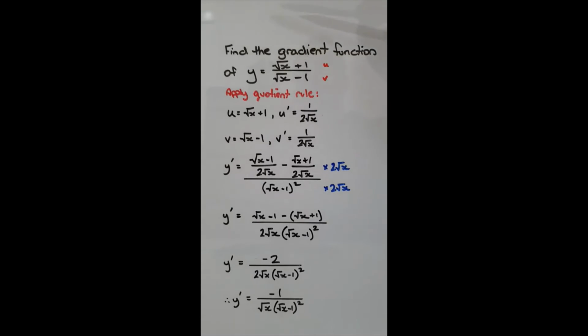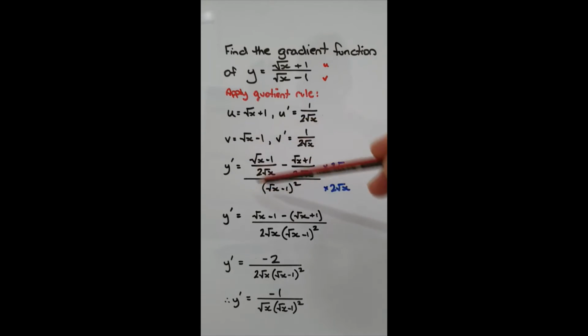Find the gradient function of y equals square root of x plus 1 over square root of x minus 1. Now we're going to apply the quotient rule because the variable x appears in both the numerator and the denominator. So let u equal square root of x plus 1, u dash is equal to 1 over 2 square root of x, v is equal to square root of x minus 1, v dash is equal to 1 over 2 square root of x. Now y dash is equal to u dash v minus uv dash over v squared.